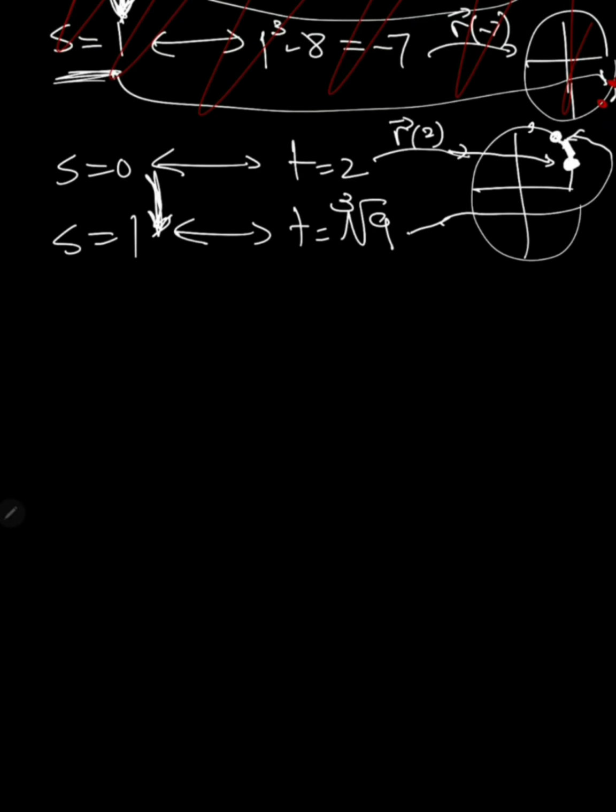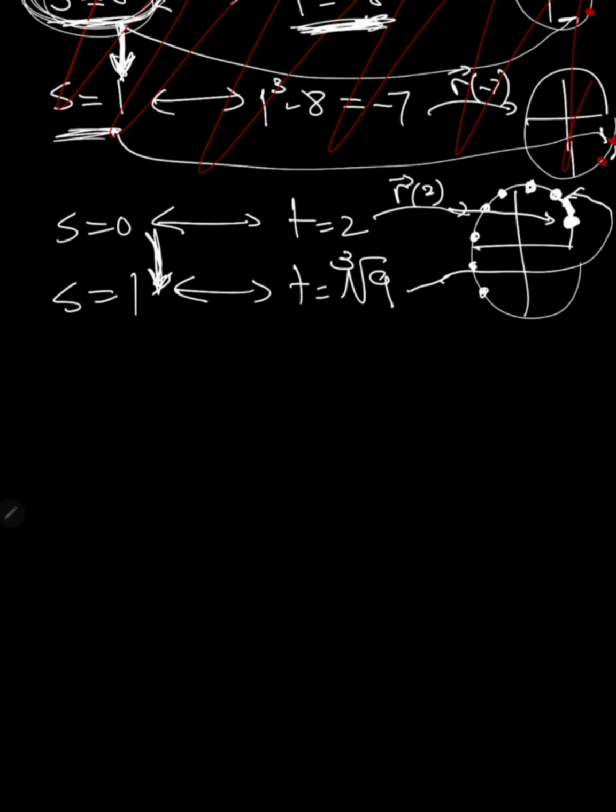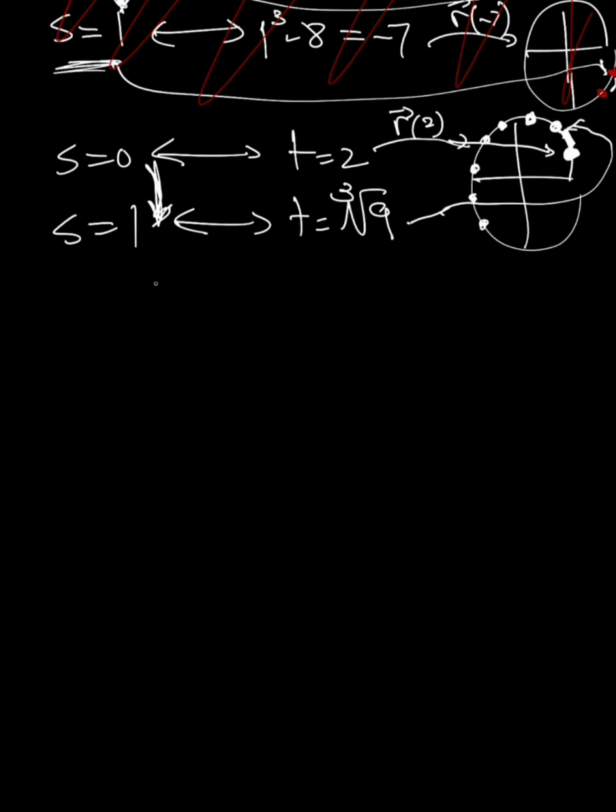You can continue with this, and then of course the next one, s equals 2, is going to be right there, because s represents arc length parametrization, so it's going to be evenly spaced in terms of time. Okay, so how did we do this calculation correctly? How did we do it?